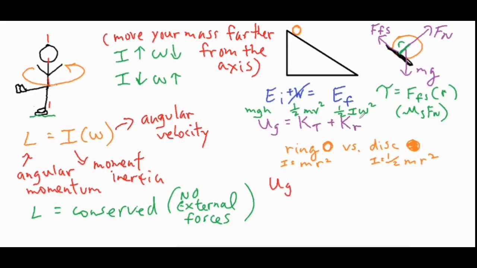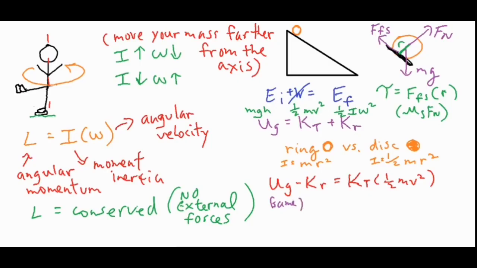If you have the UG, and then we subtract the KR from both sides, that would equal the KT, the translational kinetic energy. The translational kinetic energy is the thing that tells us which gets to the bottom first and which one is traveling more quickly at the bottom. Now that we have our gravitational potential energy, that's going to be the same for the ring and the disk because they have the same mass, the same value of g, 9.8, and they start from the same height.